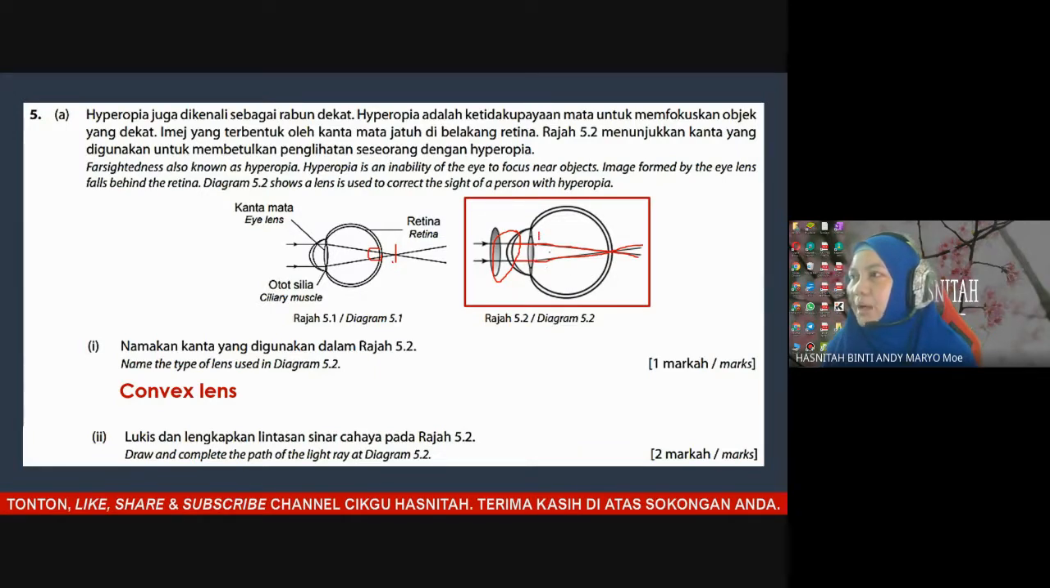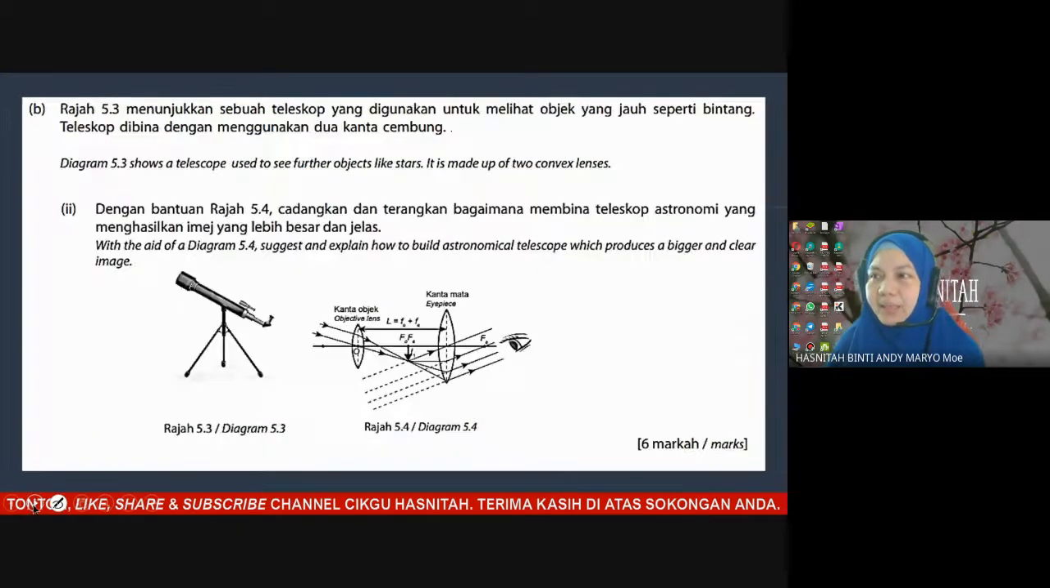This is the first mark, the first line. Second mark is from the second line. Okay? Or they can give you the first mark here. Second mark is at the intersecting point. You show it is intersect exactly on the retina. Okay? Okay, next. Okay, this one.